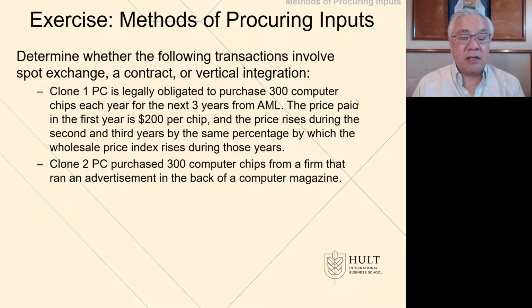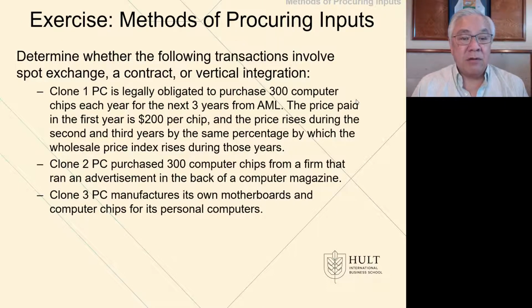Scenario 2 is Clone 2 PC purchased 300 computer chips based on a magazine ad. And so they looked at the ad and acted upon it and bought the 300 chips. What is that? That is the spot market. So spot market means that you could shop, acquire the chips that you need. Quite different from that contract for 3 years from Clone 1.